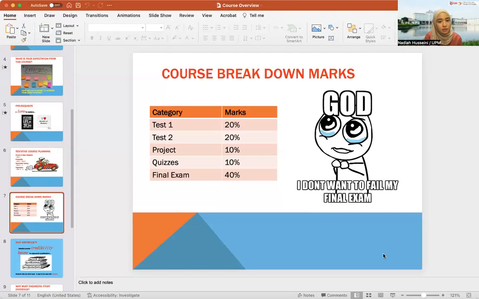So the first quiz is just going to be 5%. It's just like a preparation for your first test, actually, so that you don't wait until the last minute to study. So we have test 2. Test 2, I think, is in week 10, and then final exam is after week 14. Project is 10%. Oh, I haven't discussed project yet with you guys. Okay, that's on the list as well.